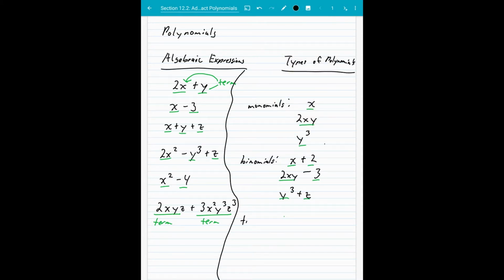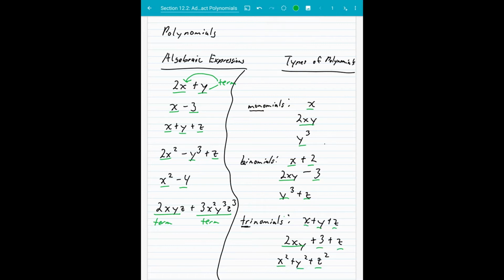Then a trinomial. The word has the word tri in it, T-R-I. Remember, mono means one, bi means two, tri means three. So it should have three terms. I have x plus y plus z. I could have 2xy plus 3 plus z. It doesn't matter what order they're in. I could have x squared plus y squared plus z squared. All of these have three terms each, so each one makes a trinomial. Anything after that would be considered a polynomial if it has more than that amount.